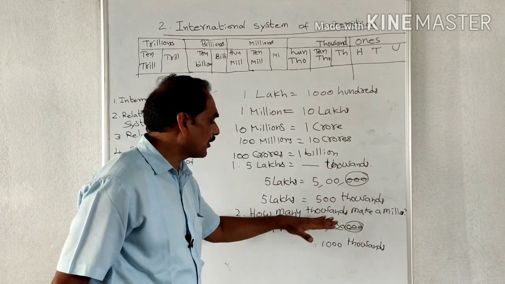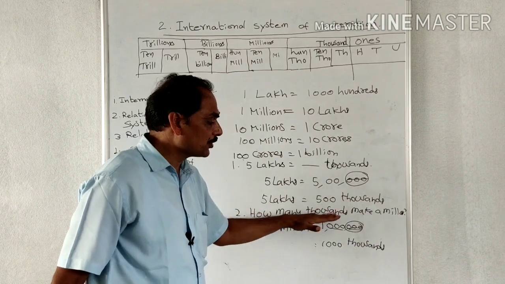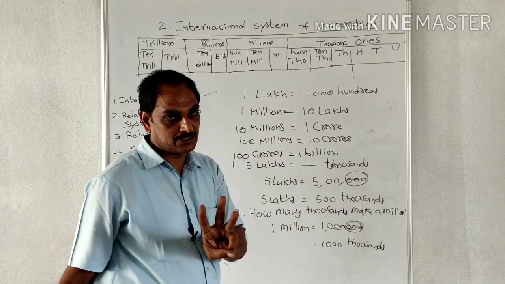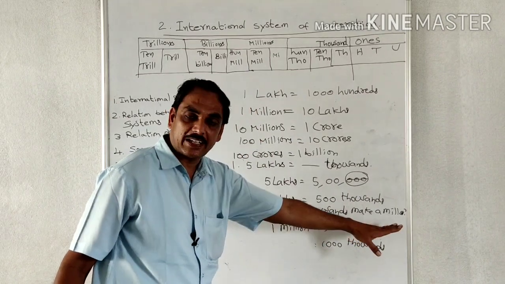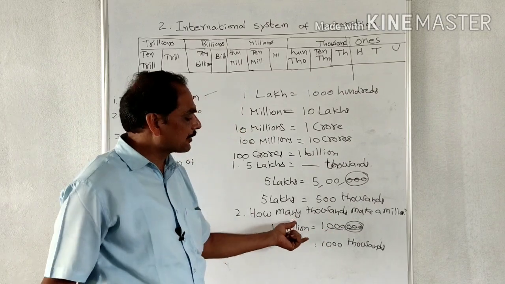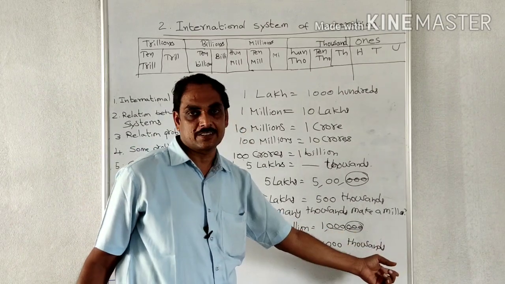Now we are going to find thousands, the number of thousands in 1 million. So 1000 has 3 zeros. So we cancel 3 zeros from the right side. Then the remaining is 1000. So 1 million equal to 1000 thousands.